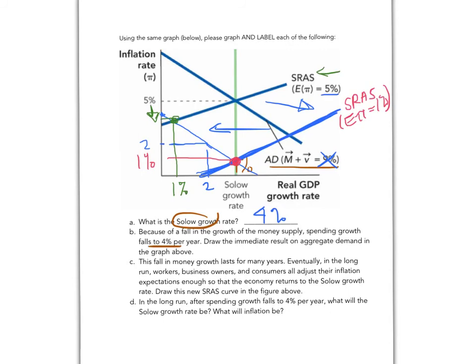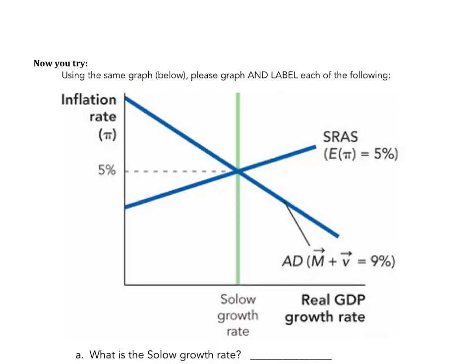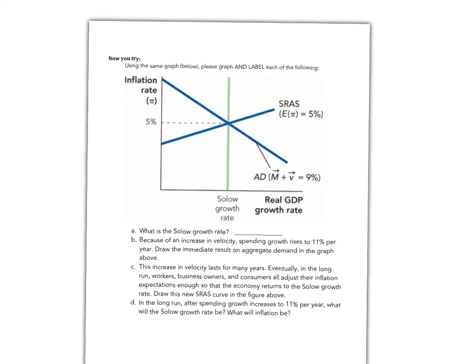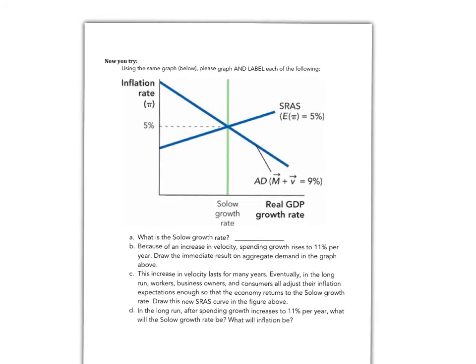And now you have an application. I rewrote the question with aggregate demand shifting the other way. So go ahead and pause if you would like, and work through the question for yourself. The gist of it is you'll have the same Solow growth rate. In this question, aggregate demand will shift to the right, and as it does, it pulls up prices. Therefore, expected inflation rises. Short run aggregate supply shifts to the left.